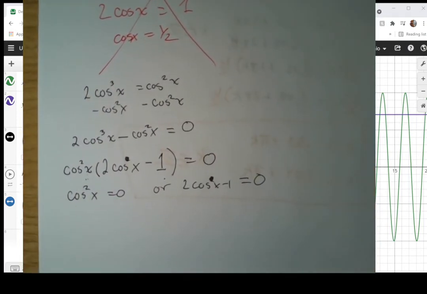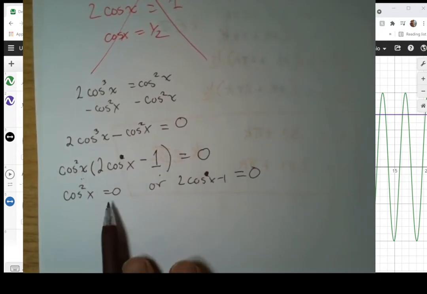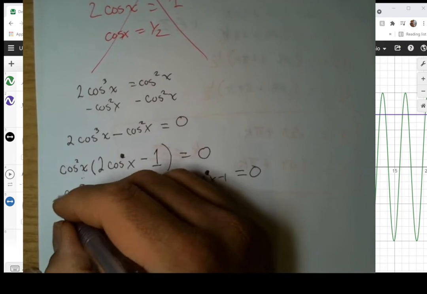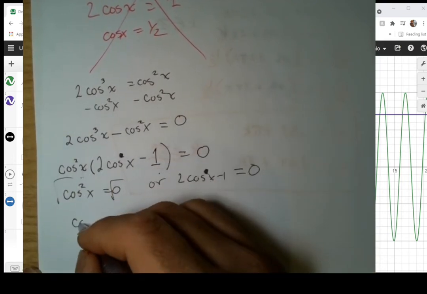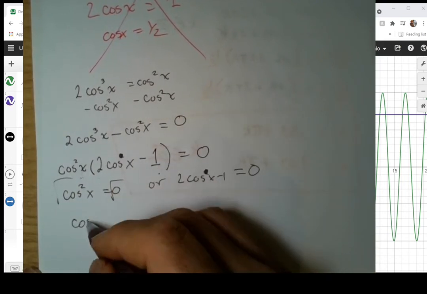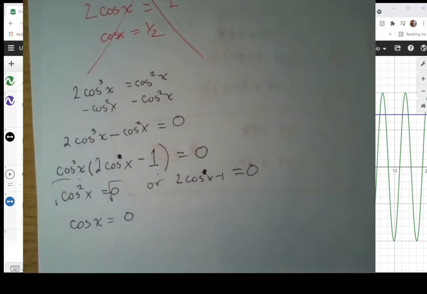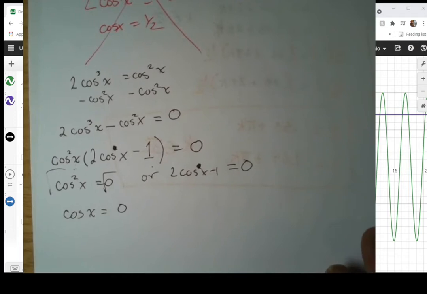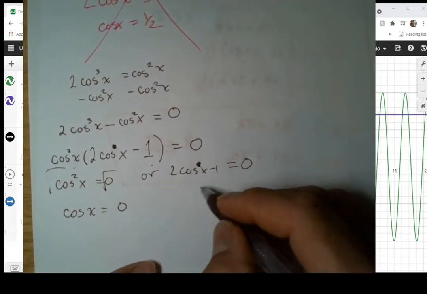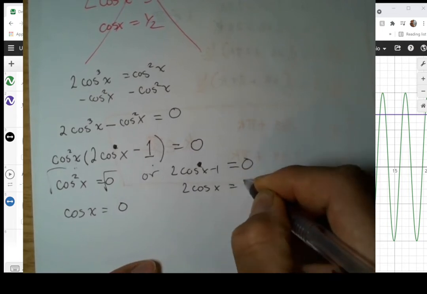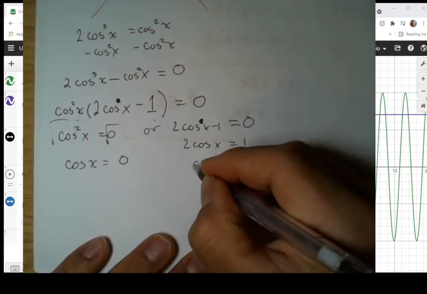Okay, and now we have two equations that I can solve that are set equal to 0. Here we take the square root of both sides. Normally when we take the square root of a square, we would write plus or minus, but since it's 0, plus or minus 0 is just simply 0. And for this one, we add 1 to both sides and divide by 2.